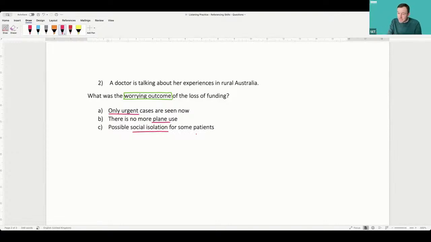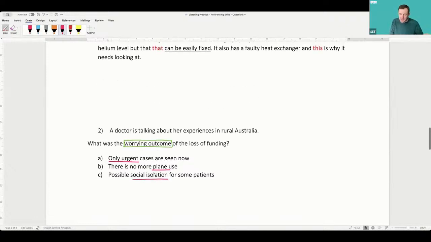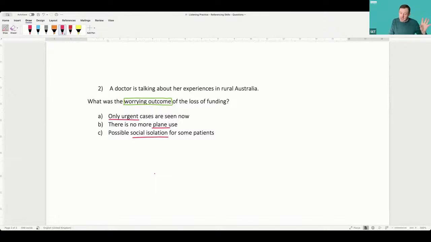Well, let's keep it simple, Nasiba. If they mention social isolation, then I know that they're talking about option C. All I'm trying to do is differentiate between A, B, and C to make it easier to pick the options out. Then I've got to decide which one she is worried about. All right, that's the idea.